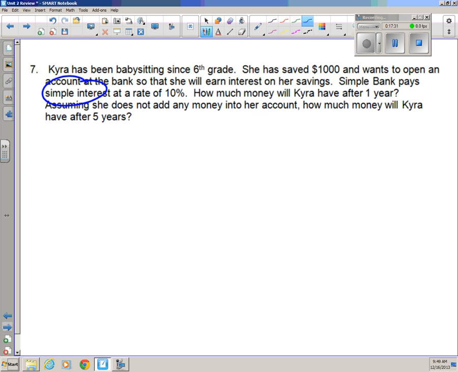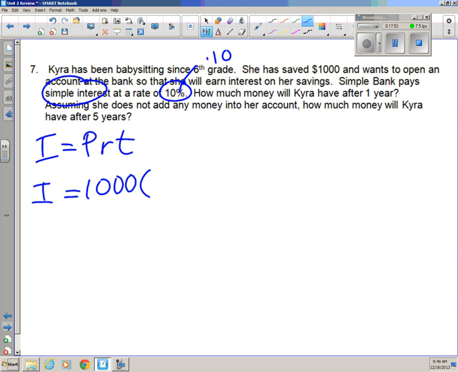So let's find out what the actual interest is, just the interest. Interest equals the principal amount, what you start with, times the rate that you get, your percent as a decimal, times the time you keep it in the bank. So for Kyra, her interest is the $1,000 she starts out with, times her 10% simple interest, which is 0.10, times 1 year. So the interest she makes after 1 year is just $100.